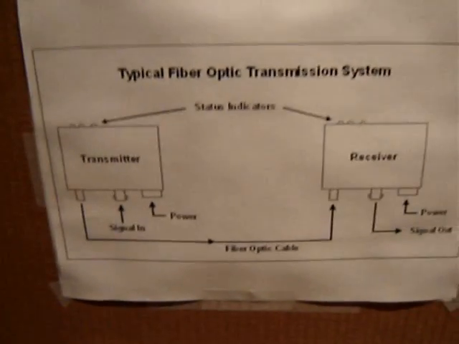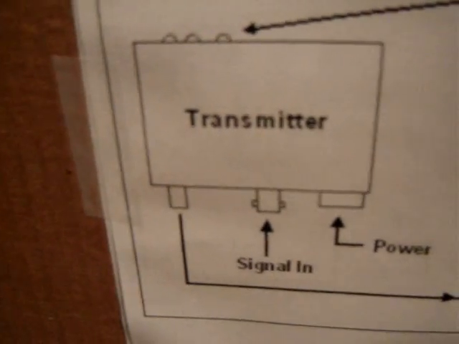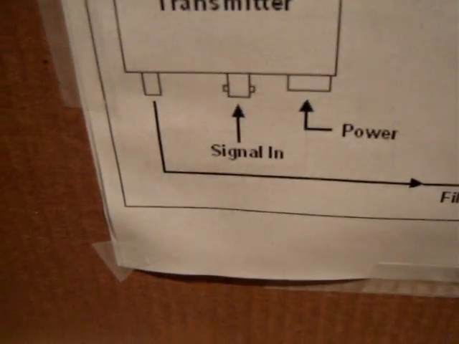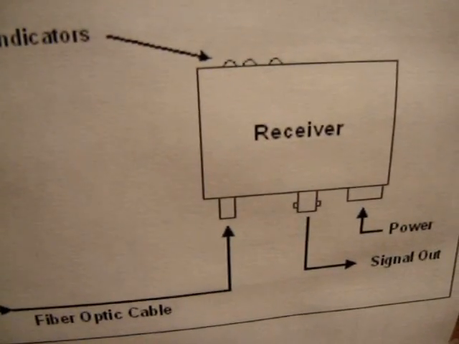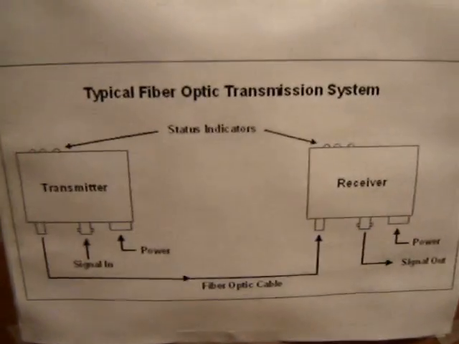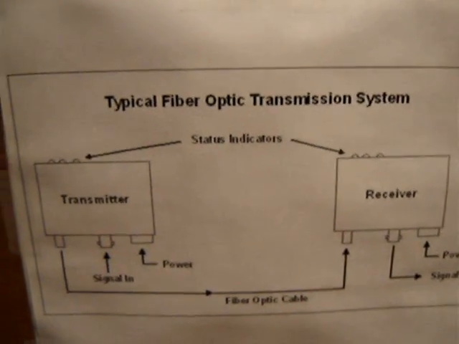So, let's zoom out to the big picture. We start off with the transmitter, which encodes the information. We have the fiber optic cables, which transfer the information. And we have the receiver, which decodes the signals. So this is your basic typical fiber optic transmission system.